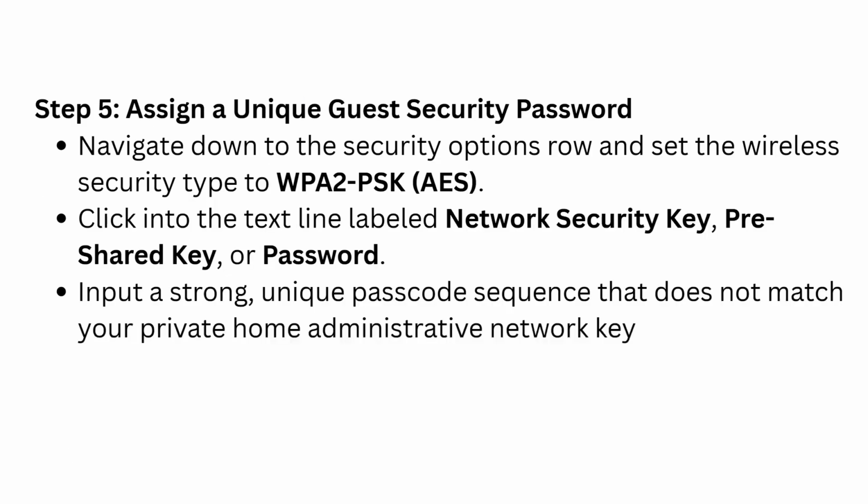Step 5. Assign a unique guest security password. Navigate down to the security options row and set the wireless security type to WPA2 PSK AES. Click into the text line labeled as network security key, pre-shared key or password. Input a strong unique passcode sequence that does not match your private home administrative network key.